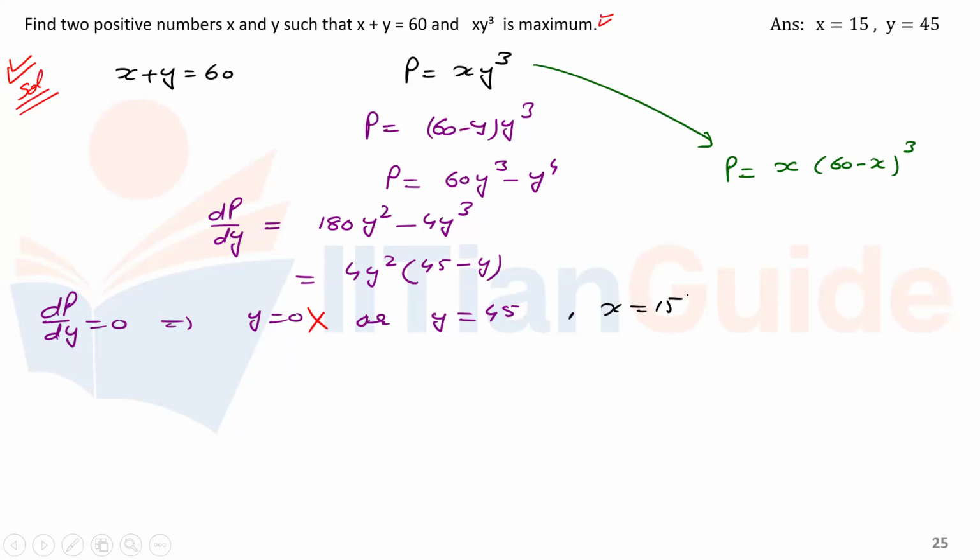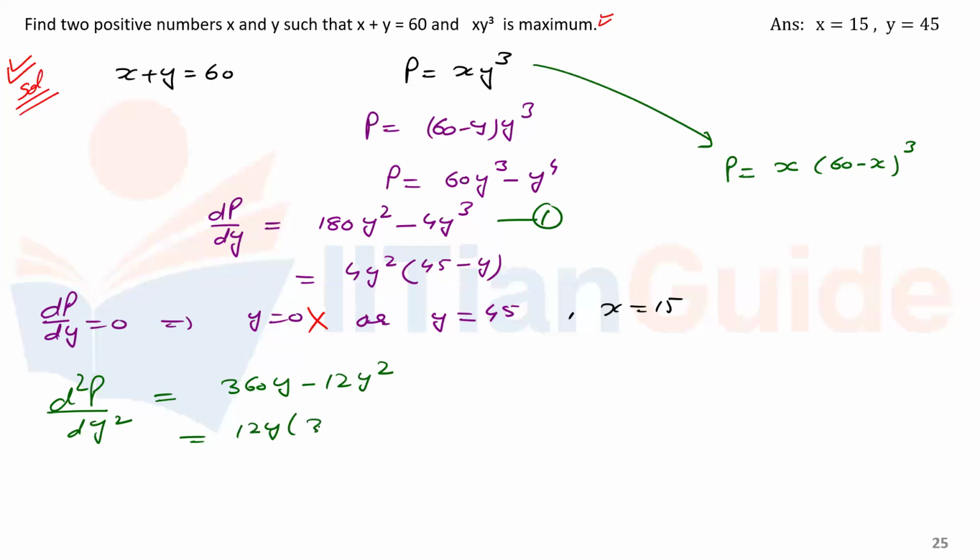However, I'm showing you, I will do the second derivative test. I will check it. I'm calculating d square p upon dy square. If you differentiate this equation number one here, you are getting 360y minus 12y square. Take 12y common, you are getting 30 minus y. I need to find the value of the second derivative when y is 45.